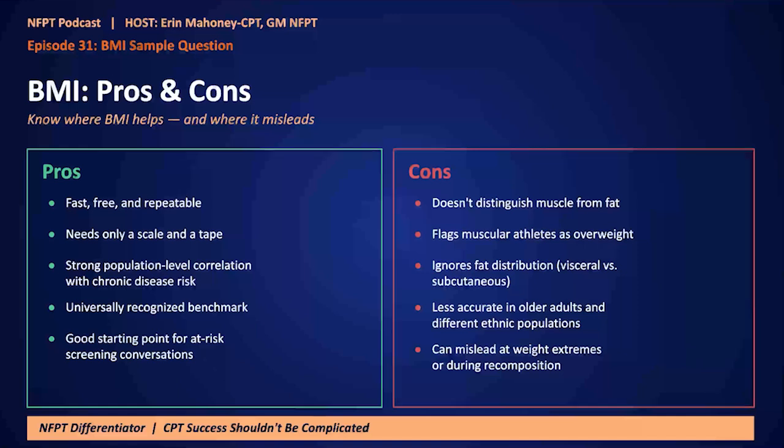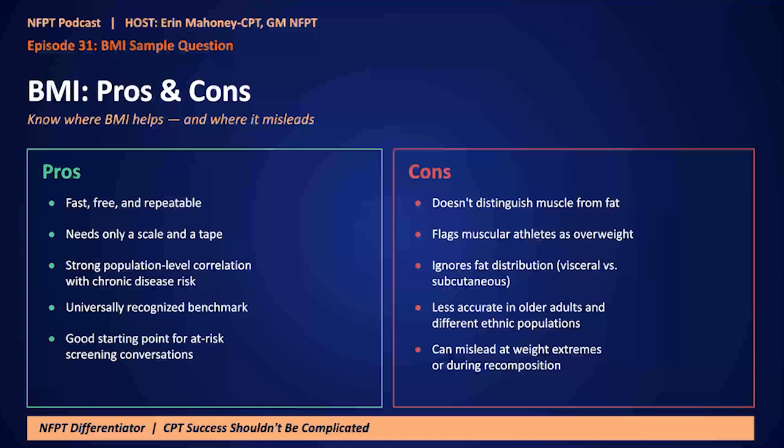And there is a very strong population level correlation with chronic disease risk. So what that means is the larger the volume is, in this case, people with BMI, you've got a huge volume of research and testing, and we know there is a correlation with BMI and chronic disease risk. And it's still recognized as the benchmark. So that means your clients' medical professionals will be referring to the BMI.